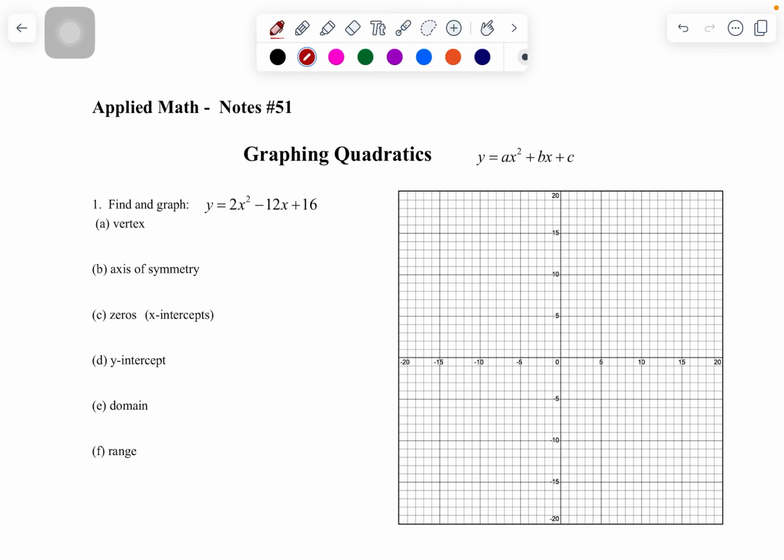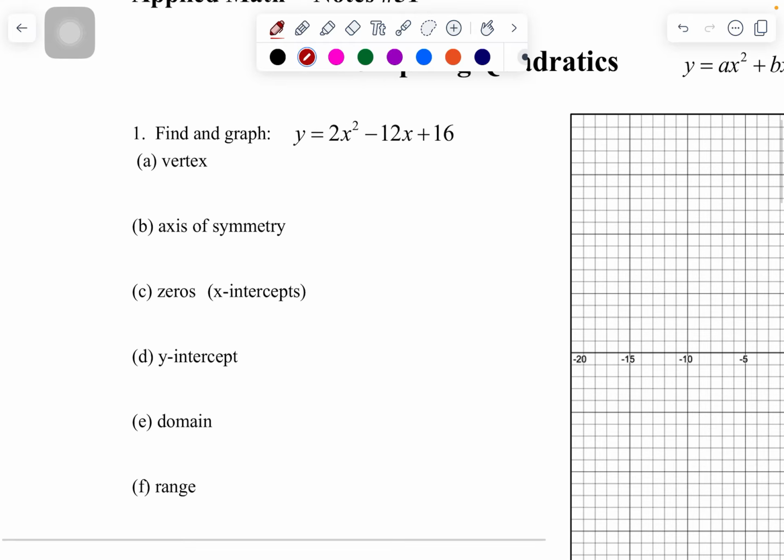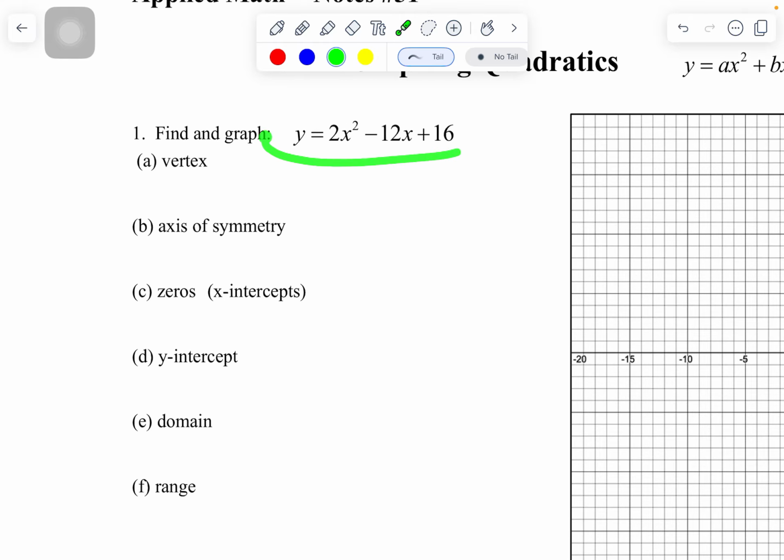All right, notes 51 is a continuation of notes 49 where we're graphing quadratics. So there's two questions on here. I'm going to go through and do both. So let's see what we got here. We have this fabulous equation here, and I want to know all of these things.